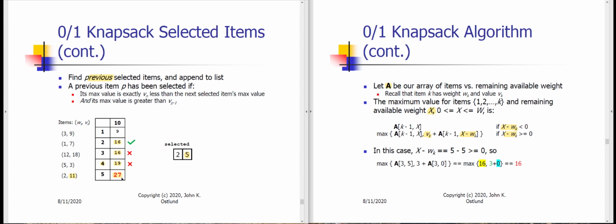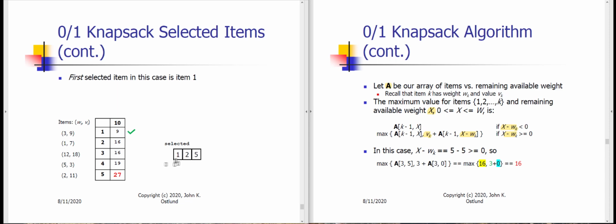So from 27, which is our maximum value for all 5 items, we subtract 11 and we find the lowest row for which the value is 16, and that must also be another item that we have used. So we have used item 2 as well as item 5. And then continuing with this same logic, notice that the value of item 2 is 7, so now we need to find the lowest row that has a value of 9, 16 minus 7. And that is item 1, so the last item that we must have selected is item 1.